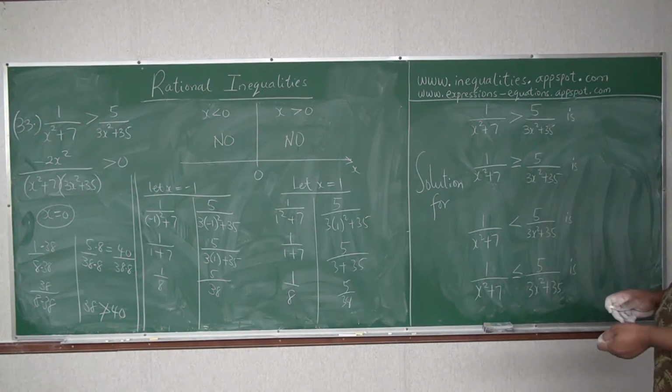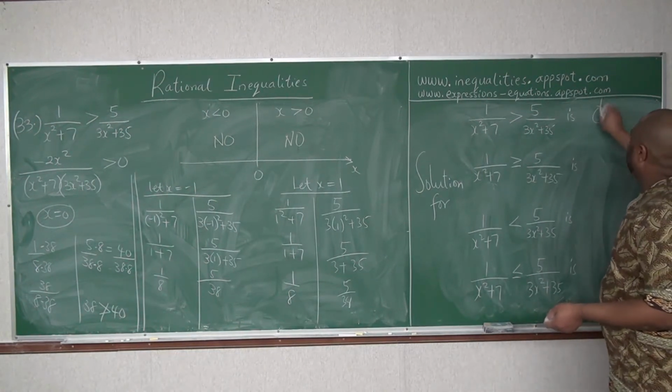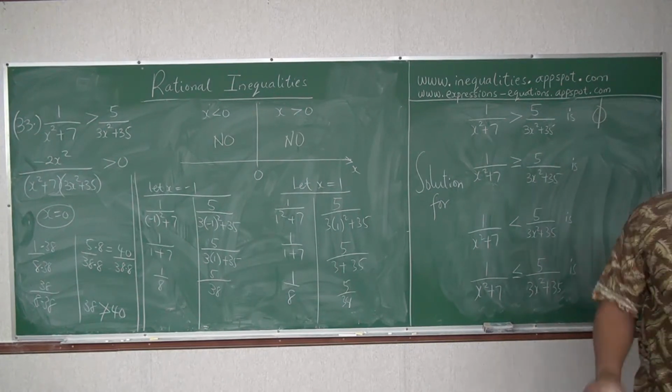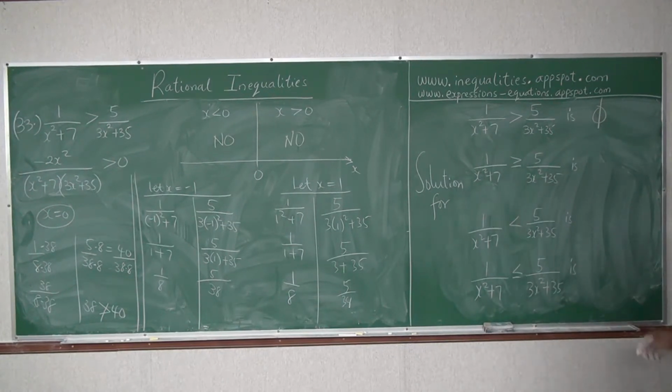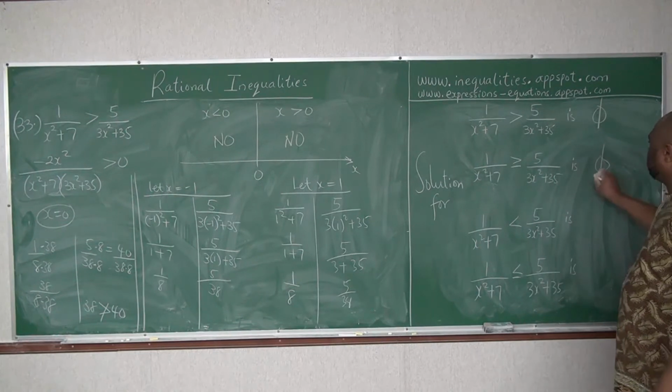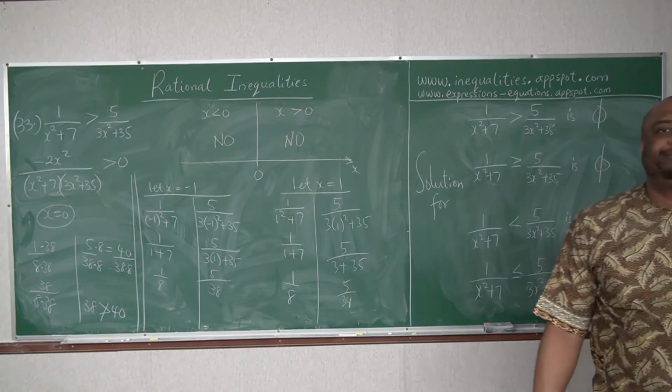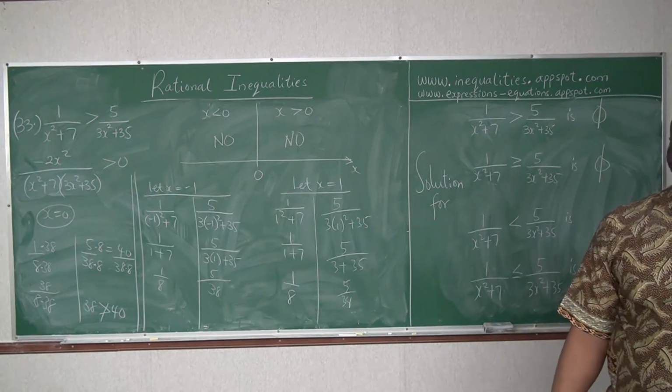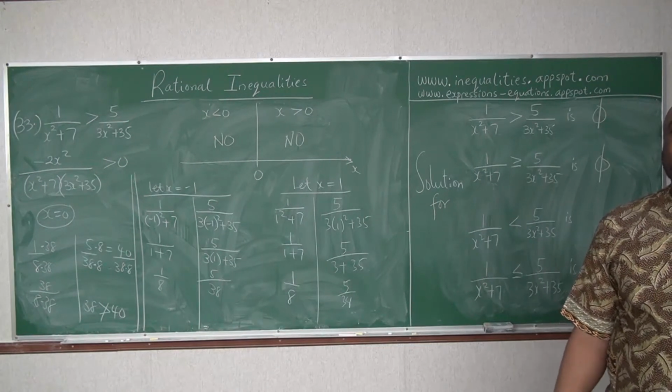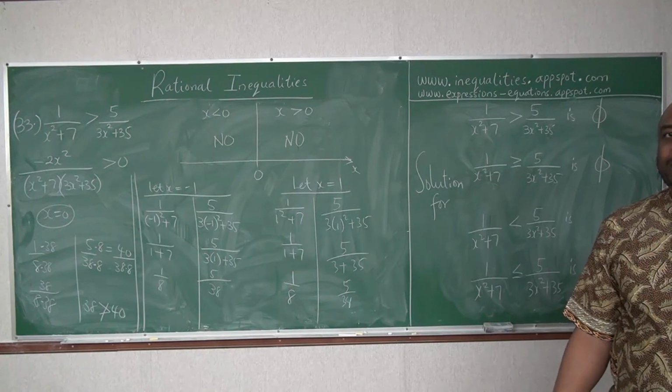So you can call this an empty set. It won't work. And the same thing will be for greater than or equal to. It won't work. It's empty. There's nothing inside that notation. That's it. You can call it an empty set.